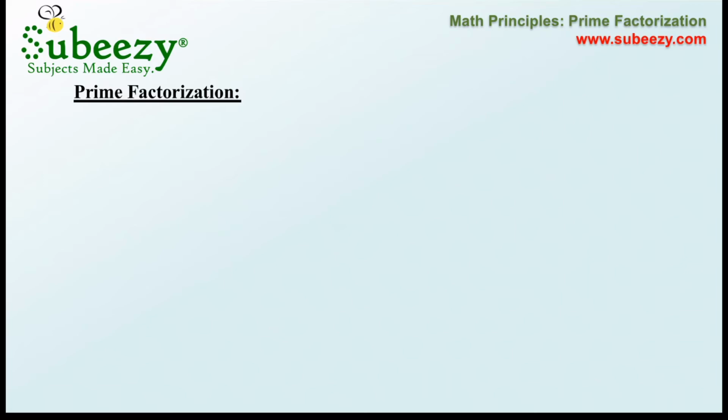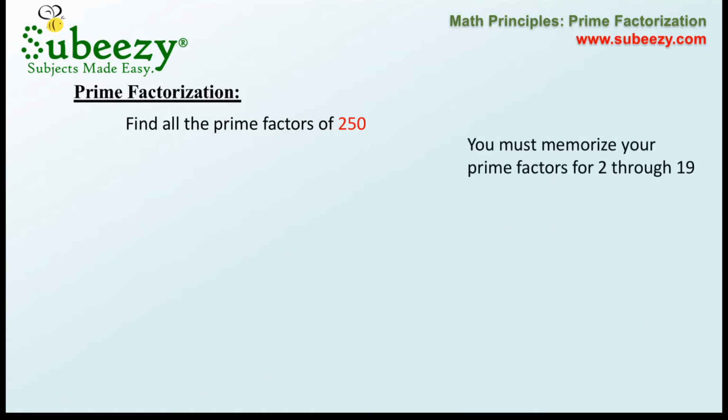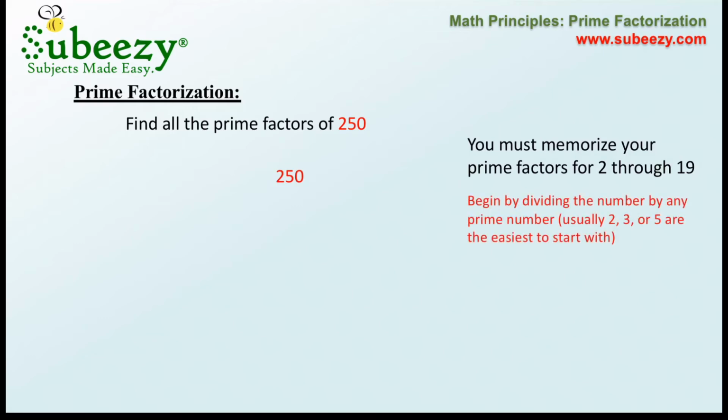So now let's do some more practice with prime factorization. Find all the prime factors of 250. Now remember, you must memorize your prime factors for 2 through 19. So begin by writing down the number, 250, and begin by dividing this number by any prime number. Usually 2, 3, or 5 are the easiest to start with. So we will begin by dividing 250 by 2. We end up with 2 times 125.